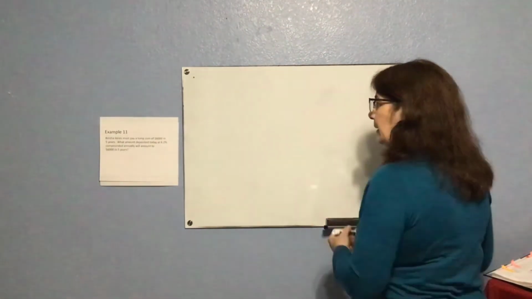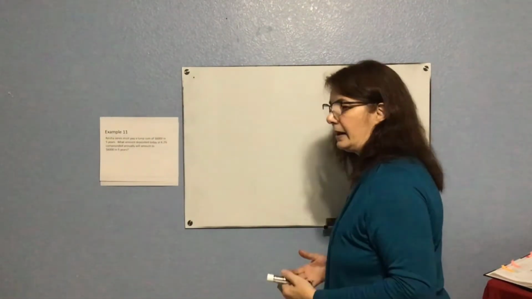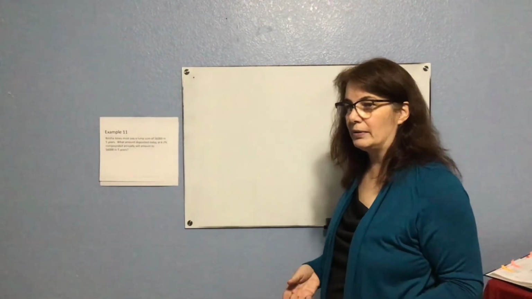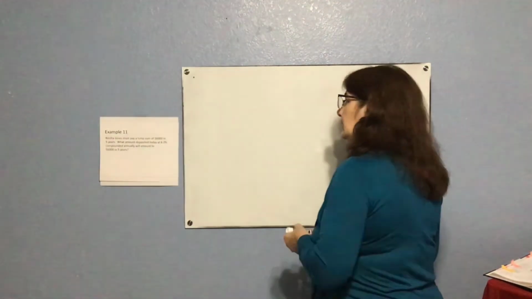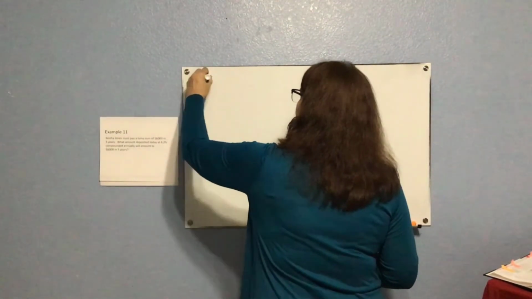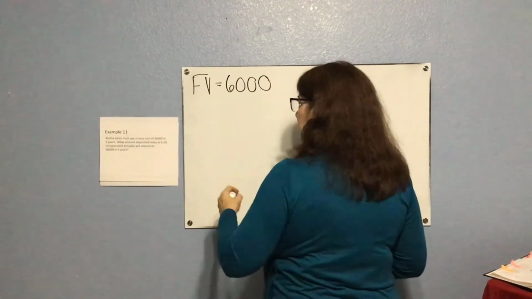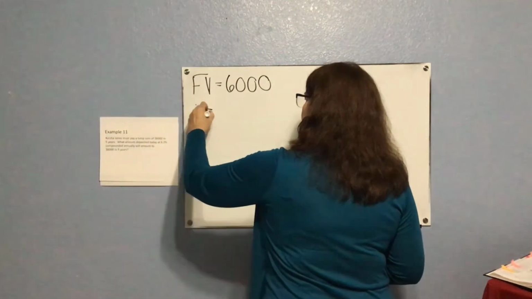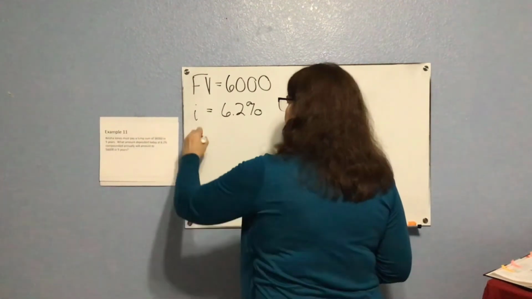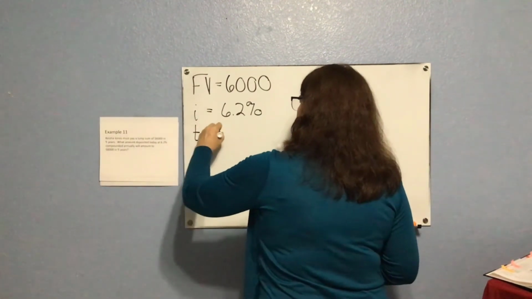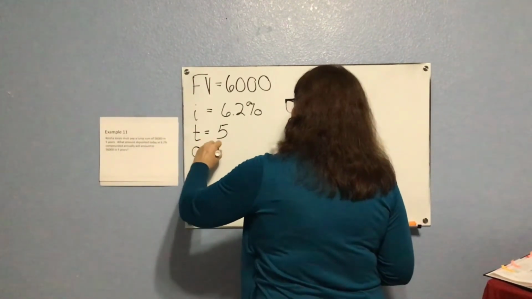So Keisha's trying to plan ahead. She knows she doesn't have to have the $6,000 right now if she can have some lesser amount and let it earn interest until her debt is due. So we're going to say now that the future value is the $6,000. The interest is 6.2%, and our time is 5 years, and we are using annual compounding.